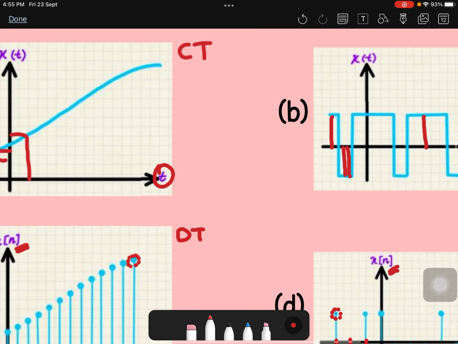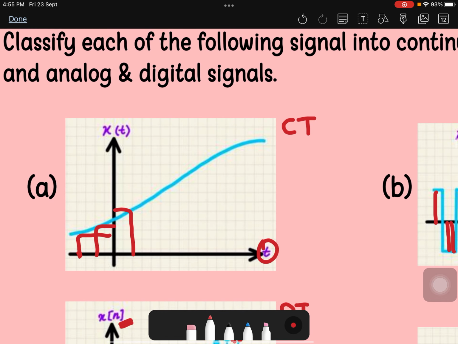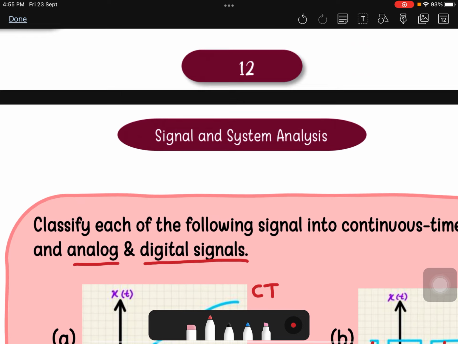Okay, so now we go back to figure A, and we want to classify whether this is an analog or digital signal. Again, let me just bring you back up a little bit.